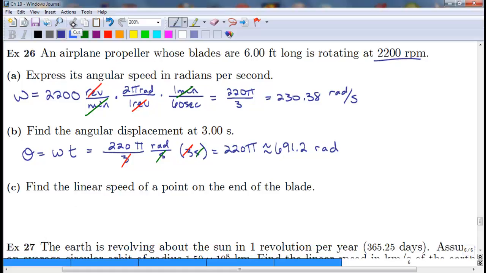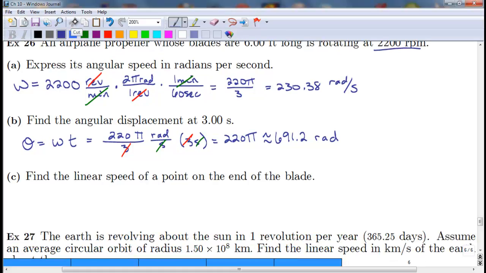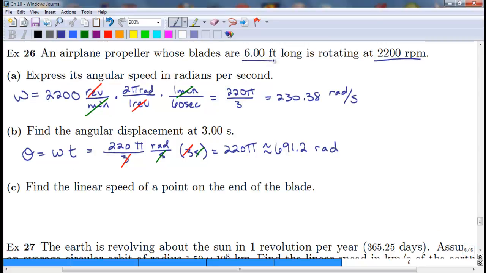The last part of this question says we want to find the linear speed of a point on the end of the blade. So the point on the end of the blade, if you're thinking of this more as being a wheel, how far would it have traveled, whatever vehicle it was, if you had actually put this thing on the ground and let it move. So in this case, we need that piece of information up here, which is that it was a 6-foot long propeller. So now we just want to find the linear speed.